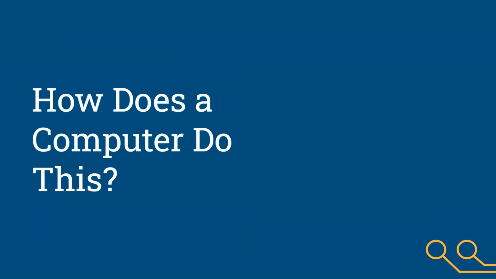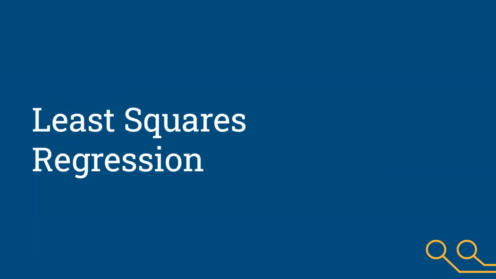Now, how does a computer do this? A computer can't just look at it and say, I think it goes over here, and take a guess from there. So let's take a deep dive into how we can do this with a computer versus just eyeballing it. One of these methods is called least squares regression. Has anyone heard this term before?